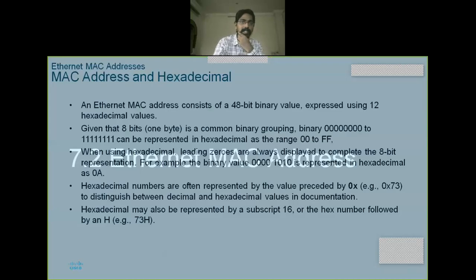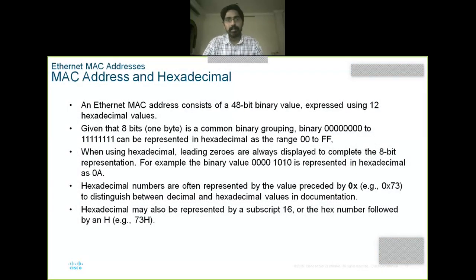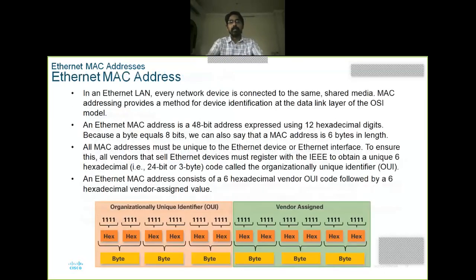Next, the Ethernet MAC address. What is an Ethernet MAC address? An Ethernet MAC address is a 48-bit binary value expressed using 12 hexadecimal values. Keep in mind, a MAC address contains 12 hexadecimal values. Hexadecimal values means we have 00 to FF. These are represented or preceded using 0x, like this. So this is the basic format of an Ethernet address. What I told you, there are 12 hexadecimal digits in a MAC address.